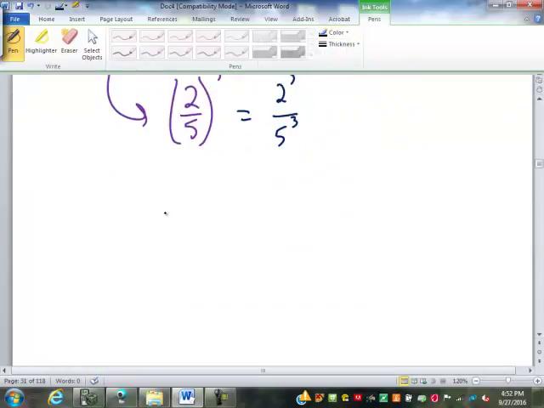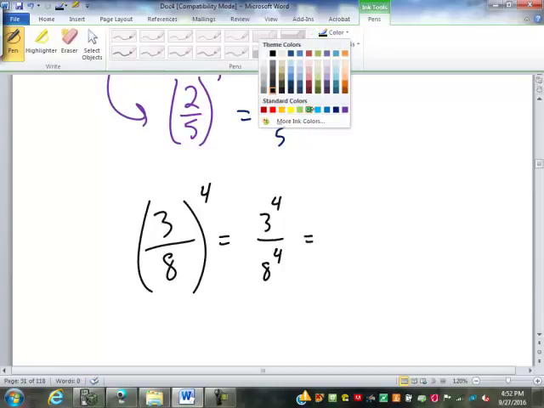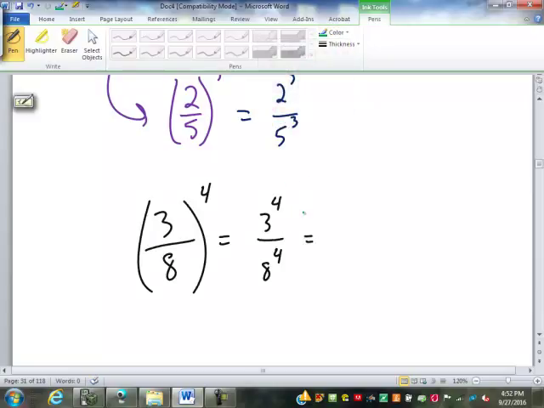So if I have 3/8 to the power of 4, I treat that as 3 to the power of 4 over 8 to the power of 4. 3 to the power of 4, 3 times 3 times 3 times 3, is 81. 8 to the power of 4 is 4,096. Now here's a good question for you.